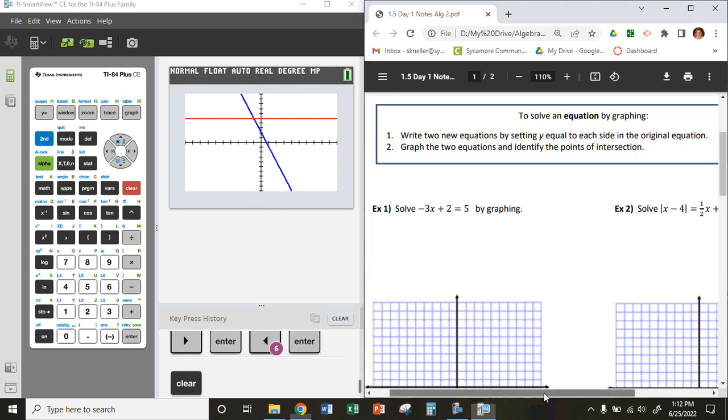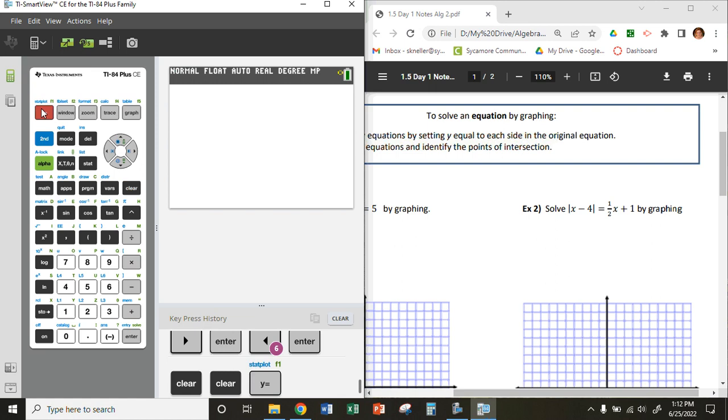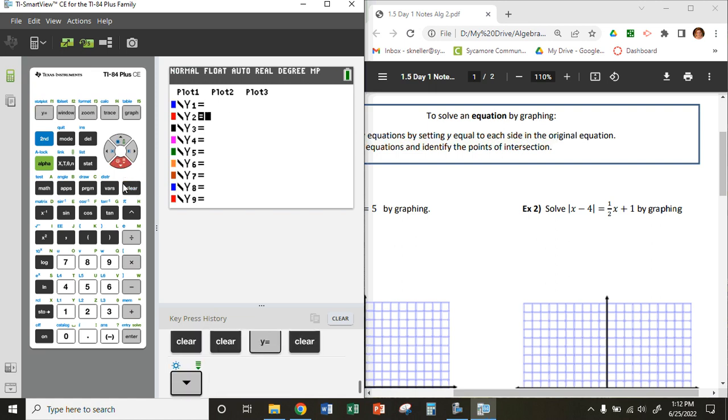Okay, so let's try those steps again. Let's do example 2 from your 5.1 day 1 notes. And these equations are just a little more complicated. So I'm going to go back to y equals and I'm going to hit clear and then the down arrow and then clear and hit the up arrow. That way I clear out the equations that I had in there. Now in example 2, again over on the right side of the screen here, you can see we've got the absolute value of x minus 4 is equal to 1/2 x plus 1.